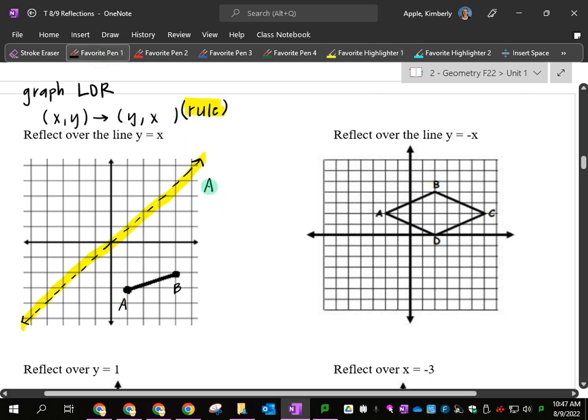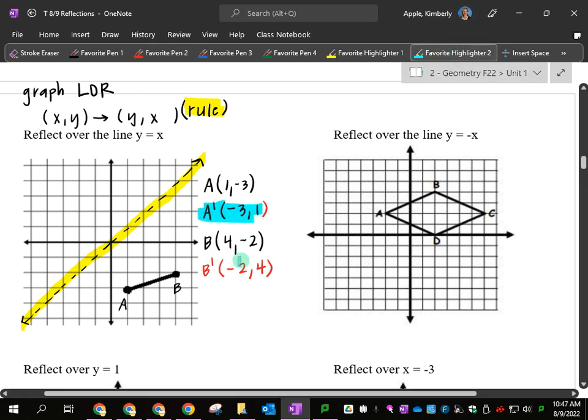What are the coordinates of A? 1, -3. What are the coordinates of B? 4, -2. Okay, well now I can do this. In words, what does this say to do? Switch the positions, right? So if I want A prime, I would just write it backwards. See what I did? I just flipped it. And if I want B prime, I'm just going to flip it.